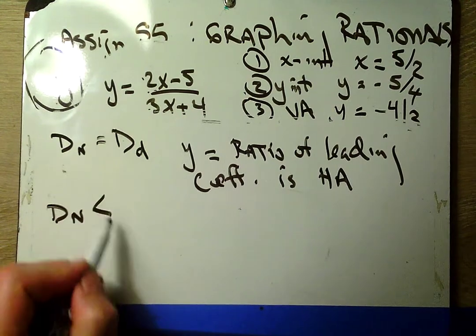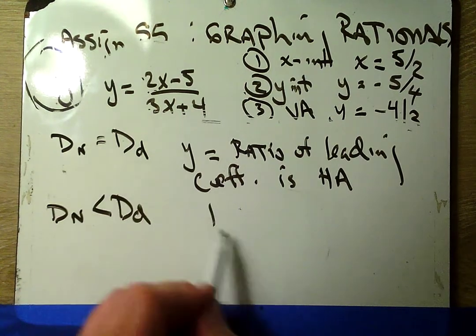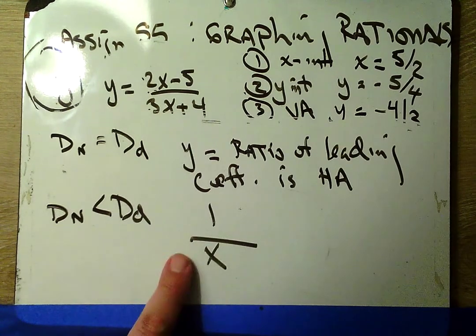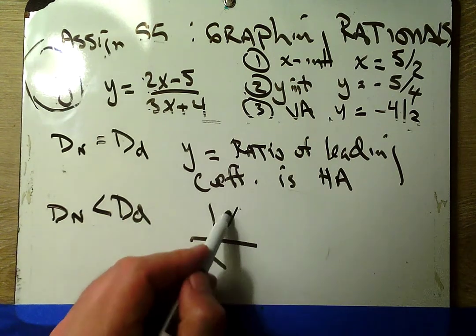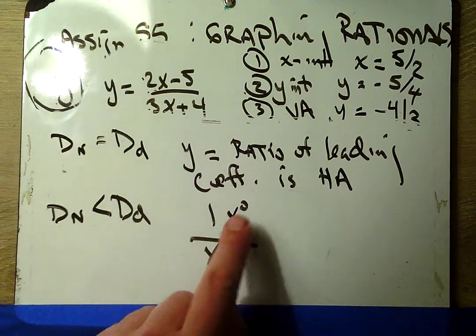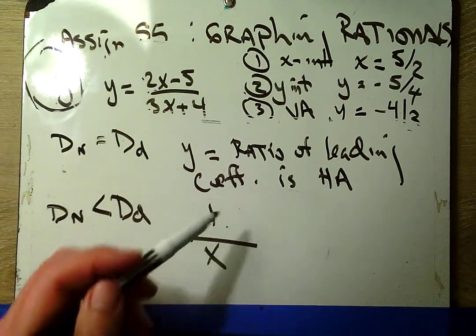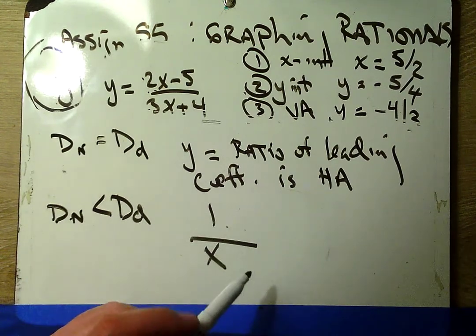If the degree of the numerator is in fact smaller than the degree of the denominator? Well, we've already seen that in our reference graph, haven't we? This was that case. We had x to the first on the bottom and x to the 0 power on top, right? Because anything to the 0 power is 1. Well, almost anything to the 0 power is 1. So in this case, the degree of the top is smaller than the degree of the bottom.